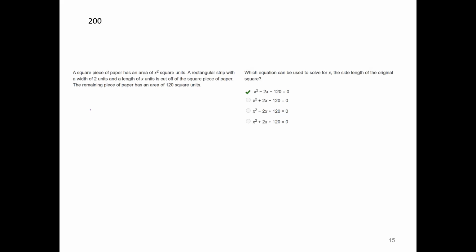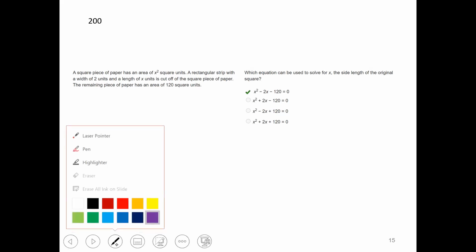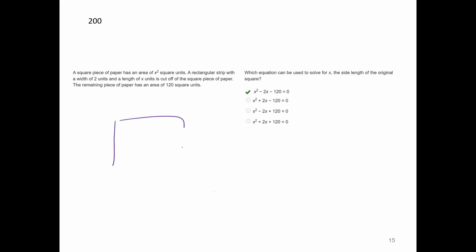All right, you guys, so a square piece of paper has an area of x squared. So the area, and this is x and x, so area is x times x, which is x squared. A rectangular strip with a width of 2 units and a length of x is cut off the square piece of paper. So we have a rectangular strip with a width of 2 and the length of x that is going to be cut off.